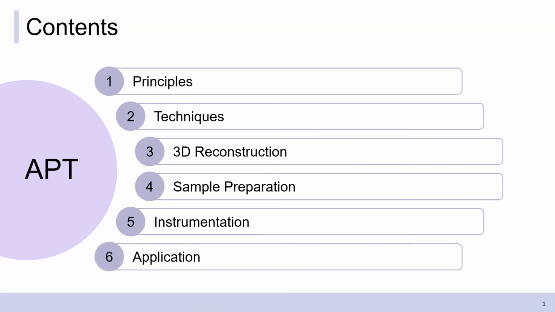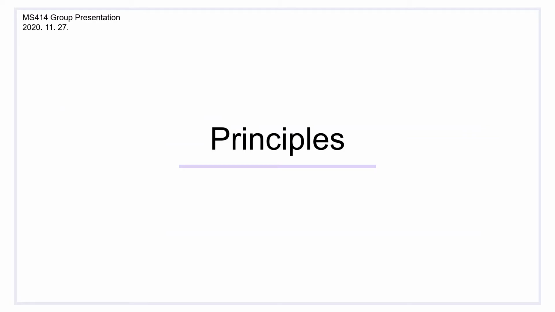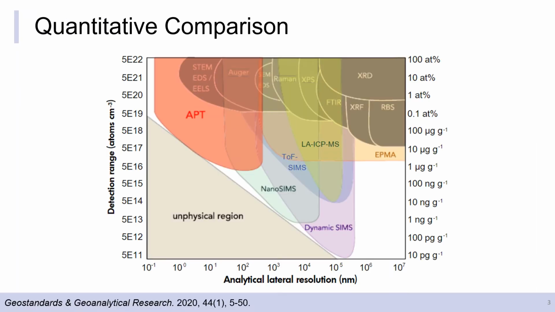Let's begin. The contents are composed of 6 chapters. First, principles. In this chapter, we are going to discuss APT's principles and techniques. Maybe this graph would be familiar to you guys. As you can see, APT is at the upper left side of the graph, which means high resolution and detection limits. Then, where does this high resolution come from?